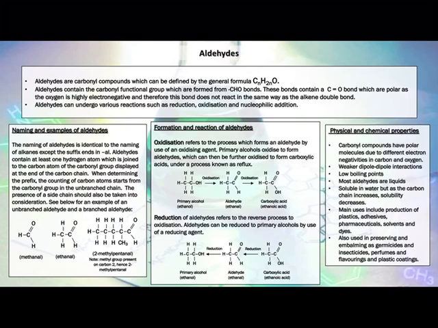The naming of aldehydes is very identical to the naming of alkanes, except the suffix ends in -al. Aldehydes contain at least one hydrogen atom, which is joined to the carbon atom of a carbonyl group, displayed at the end of the chain. So when determining the prefix, we count the carbon atoms, and that will determine the beginning. And because of the carbonyl, the counting of carbon atoms starts from the carbonyl group in the unbranched chain. So the presence of a side chain should also be taken into consideration, because you can have unbranched or a branched aldehyde. And again, we have some of the chemical properties to the right.